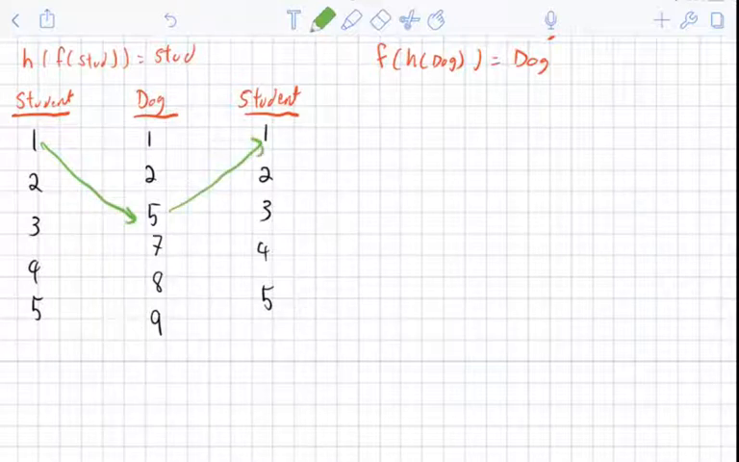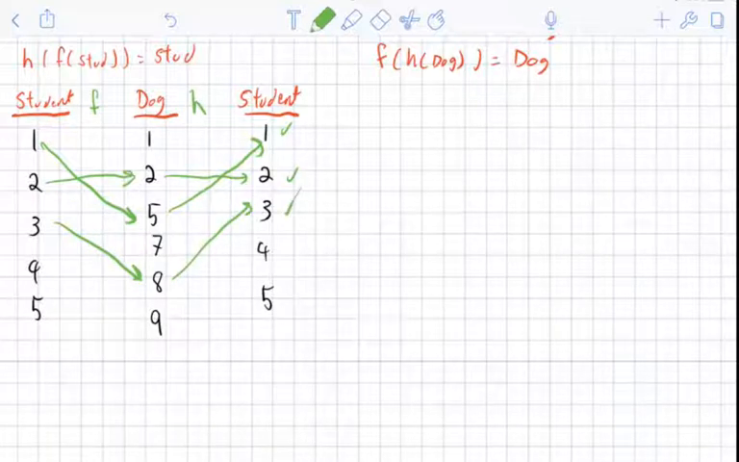So this is the f function, and this is the h function. And 2 goes to 2, and 2 goes to 2. All right, so that got you back where you started. That takes you back where you started. 3 goes to 8. 8 goes to 3. Check mark.